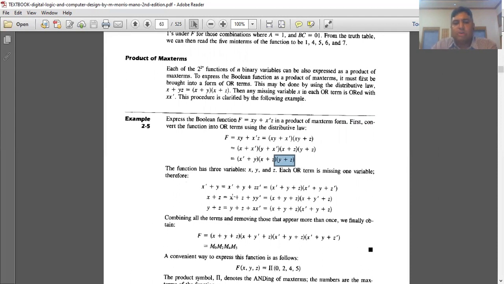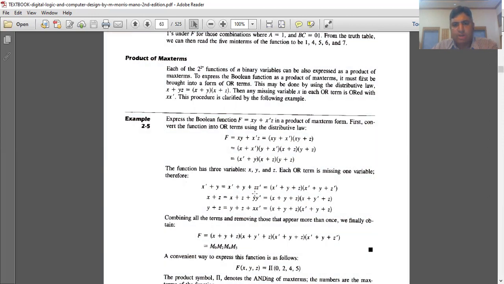So in a similar fashion to the previous example, we will add the missing variable into this, like x bar plus y. We will add zz bar into it. Why? Because zz bar is equal to 0, and if we add 0 into any Boolean function, it is still the same function. zz bar is equal to 0 and x plus 0 is equal to x. So we can add zz bar into this.